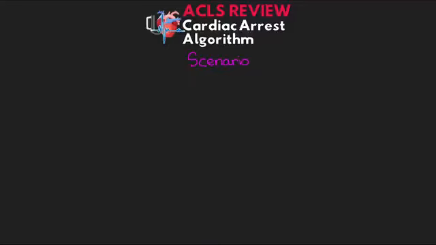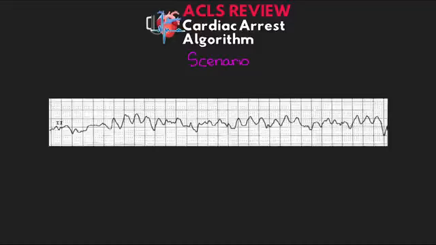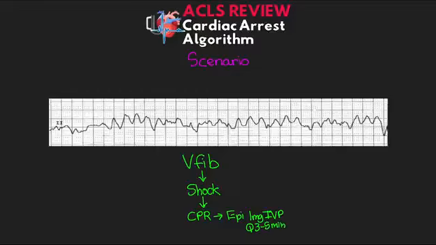IV-IO access. So now at this point, we've gone through 2 minutes of CPR, and then we see this on the monitor. What rhythm is this that we see? That's right, this is VFib. And what do you want to do with this rhythm? Deliver a shock. And at this point, anything else we want to do? That's right, immediately begin high-quality CPR, and then hopefully you remember to give 1 milligram of epinephrine IV push, which we're going to repeat every 3 to 5 minutes.